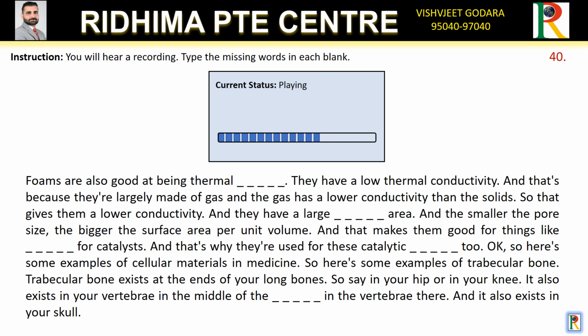So here's some examples of trabecular bone. Trabecular bone exists at the ends of your long bones, so say in your hip or in your knee. It also exists in your vertebrae, in the middle of the spine and the vertebrae there. It also exists in your skull.